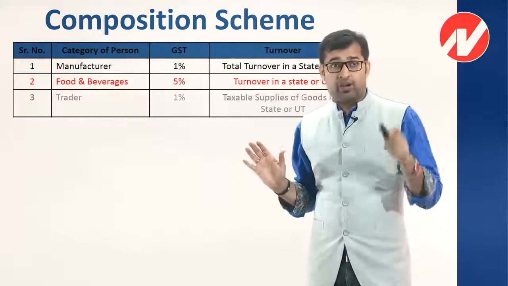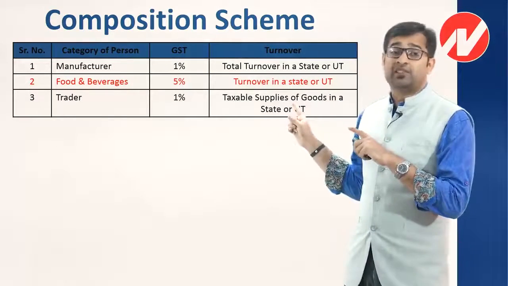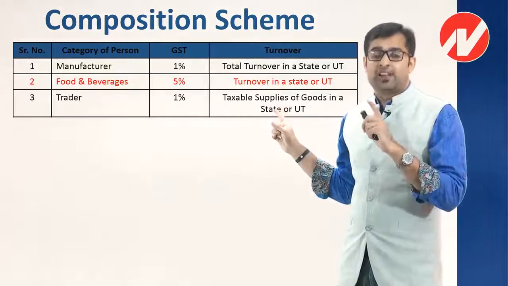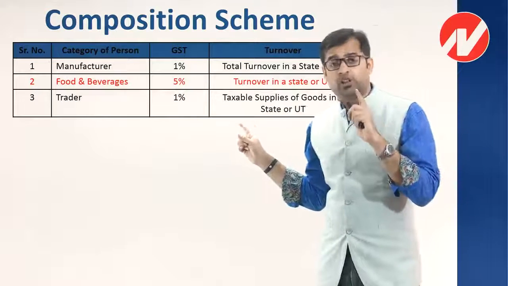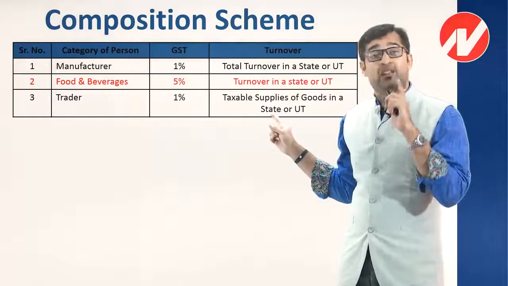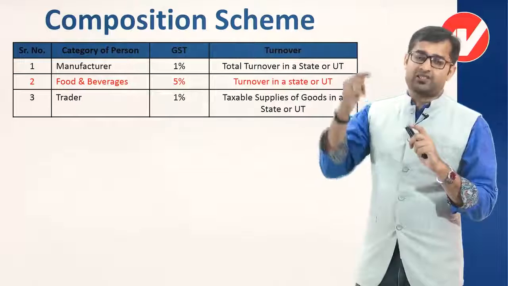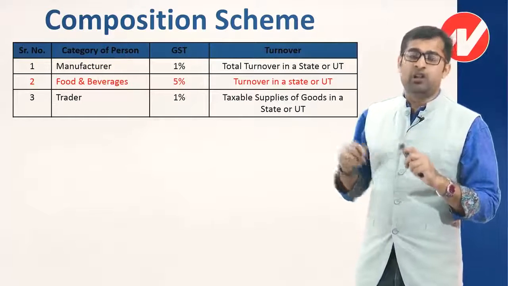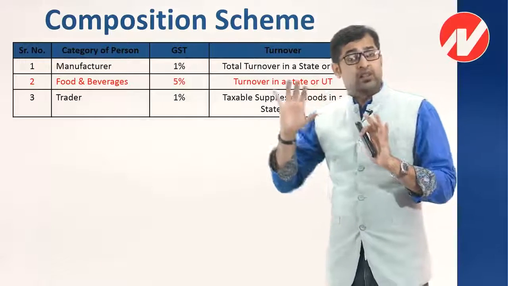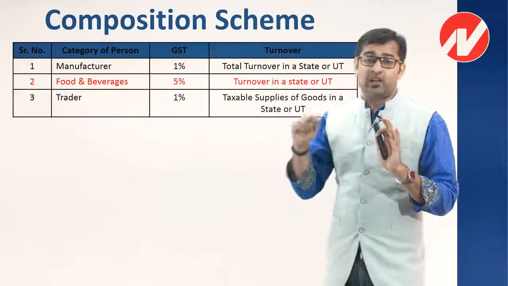द थर्ड इंपॉर्टेंट एस्पेक्ट इज ट्रेडर. तो ट्रेडर के लिए 1% भरना है, बट द रेट इज रिवाइज्ड एंड the criteria has been revised. They don't have to pay of total turnover. See, manufacturer को total turnover का भरना है, but traders को भरना है taxable turnover का 1% in a state or a union territory. So one of the biggest benefit or advantage that has been brought for trader as compared to the manufacturer is that manufacturer is still supposed to pay off total turnover while traders are supposed to pay off only taxable turnover.